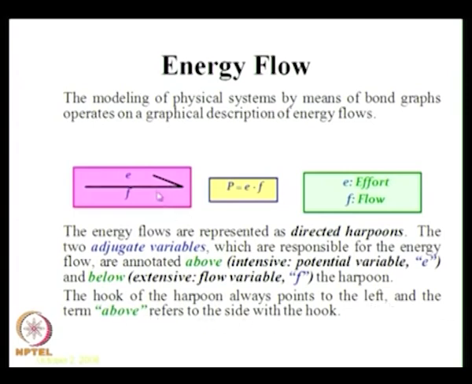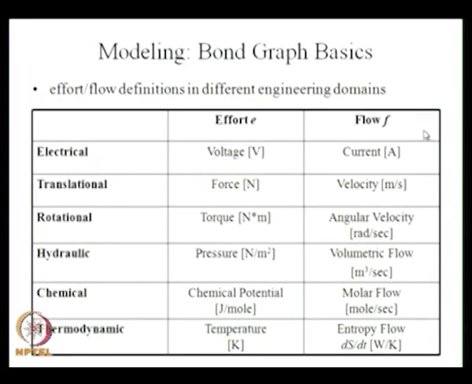with the hook. So when this is the harpoon and this is the hook and this is above and this is below. So when it is in the vertical direction, then E will be on the left side and F will be on the right side. So this is the normal convention of representing effort and flow. For multiple domains, this effort and flow can be defined.